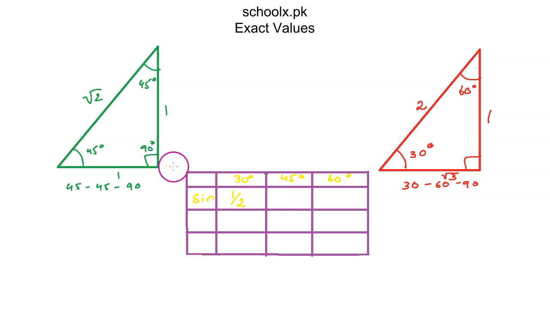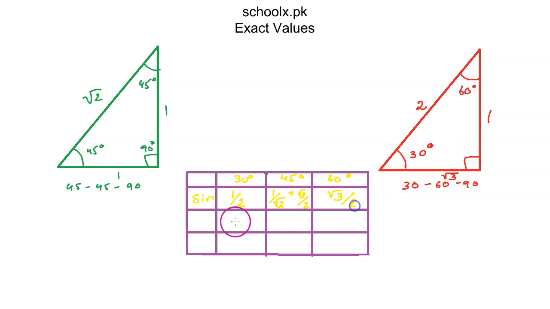Sine of 45 is opposite over hypotenuse, 1 over under root 2. Or if you multiply under root 2 in the numerator and the denominator of the fraction, you'll get under root 2 over 2. So sine 45 is 1 over under root 2 or under root 2 over 2. Sine of 60 is opposite over hypotenuse, under root 3 over 2.